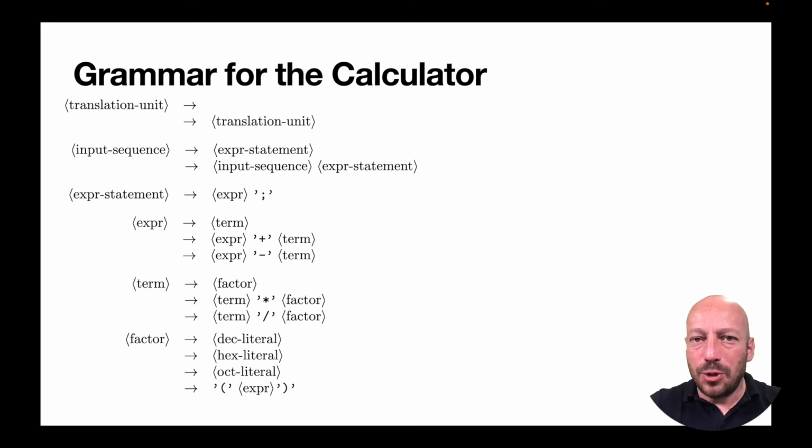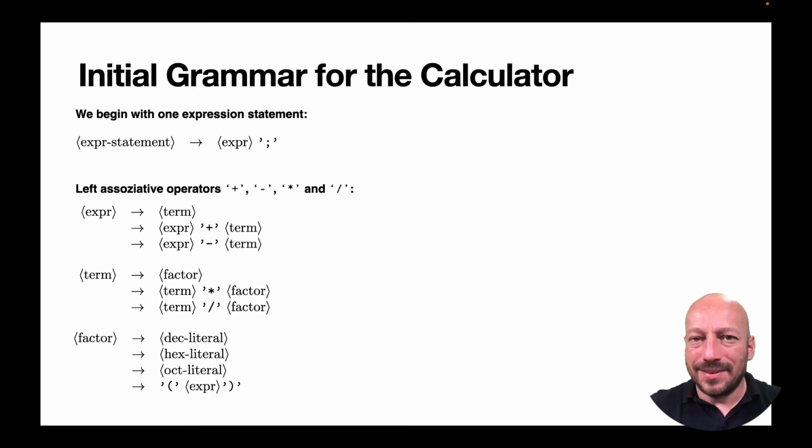And in order to bring you there, showing you how this can be done in a very simple pattern, step by step, I want to simplify this grammar first. And the first simplification will be that we just support one expression statement. So we will kind of begin with that. It will actually not be the first grammar that we will consider. We will simplify it further. Now, compared to what you saw before, we just got rid of this input sequence. We just have one expression statement, but operators are still left associative. This is certainly what we want.